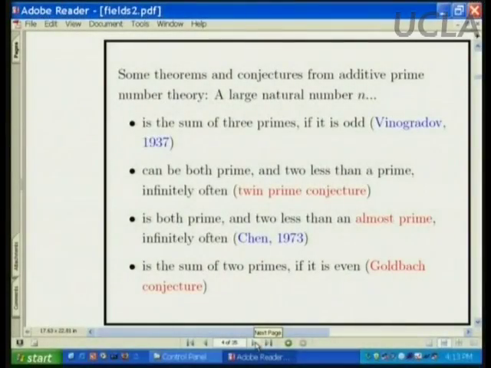And then, of course, you may have heard of the even Goldbach conjecture, which is that every even number, in particular every large even number, should be the sum of 2 primes, every even number bigger than 4.